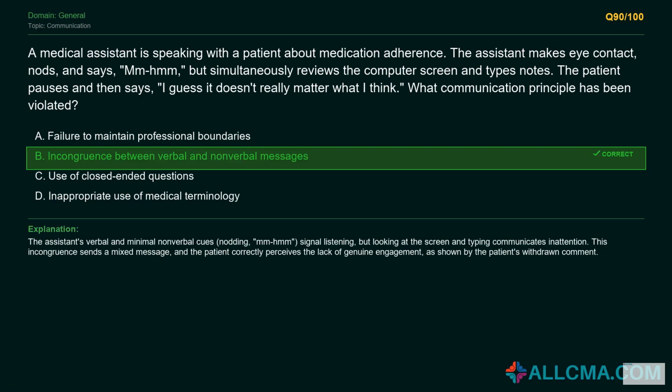The correct answer is B. The assistant's verbal and minimal nonverbal cues, nodding, signal listening, but looking at the screen and typing communicates inattention. This incongruence sends a mixed message and the patient correctly perceives the lack of genuine engagement, as shown by the patient's withdrawn comment.